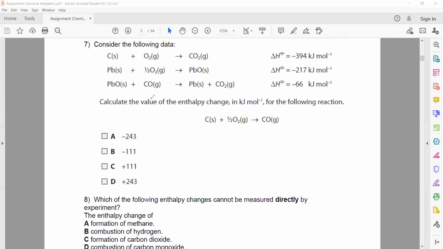So we have to make a cycle. According to this, we have to make a cycle. So how can we make a cycle here? Like if we have lead oxide and carbon monoxide, it produces lead and carbon dioxide.